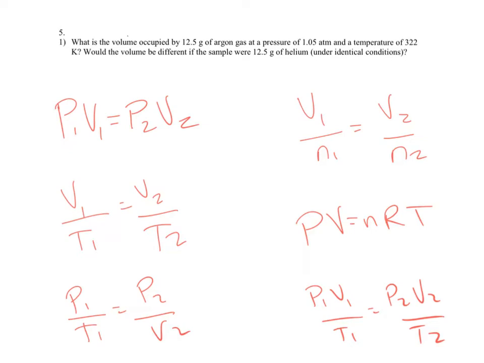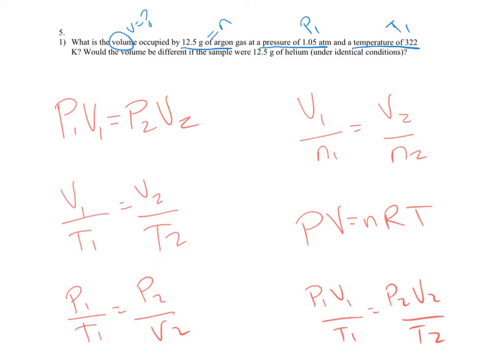So they're asking you for volume. So I'm just going to put here volume is unknown. And they've given you 12.5 grams, which you can change to moles, so I'm going to call that N. They've given you a pressure, so I'm going to call this P1, and they've given you a temperature, so I'm going to call this T1.